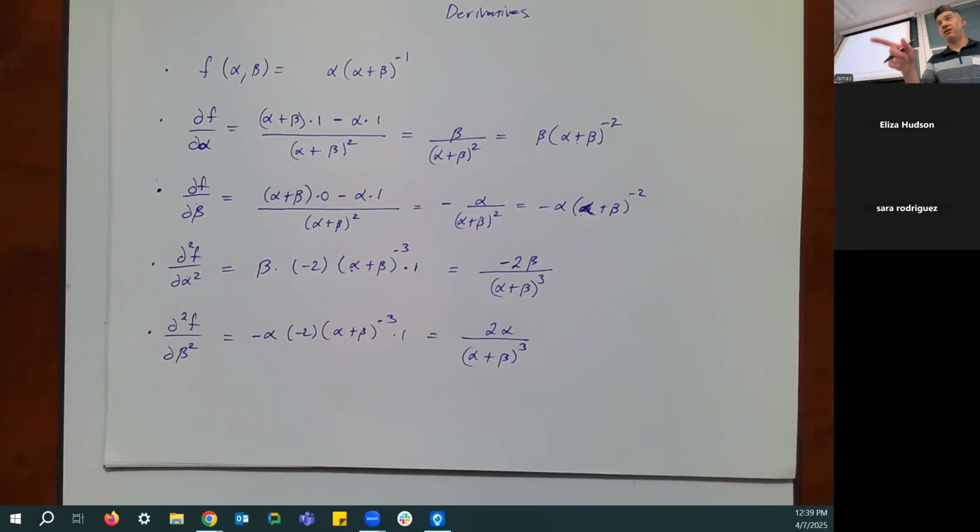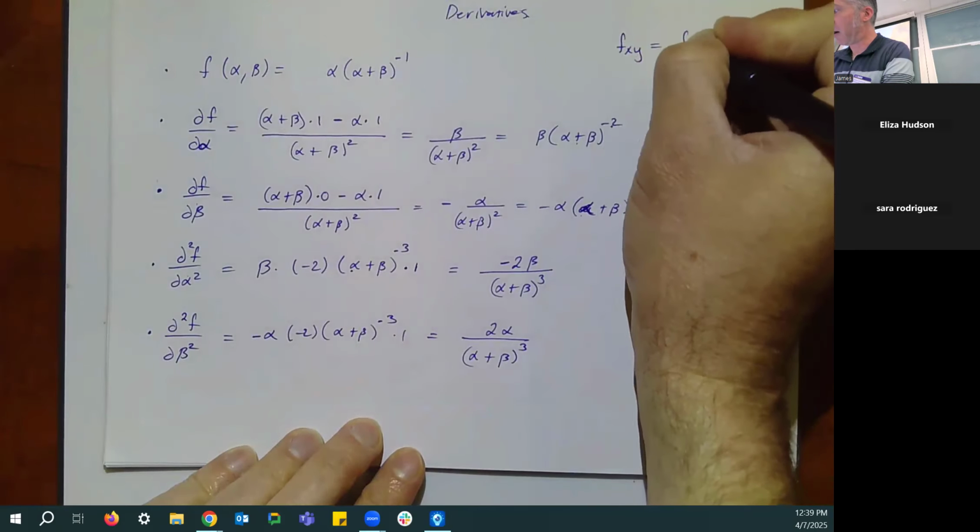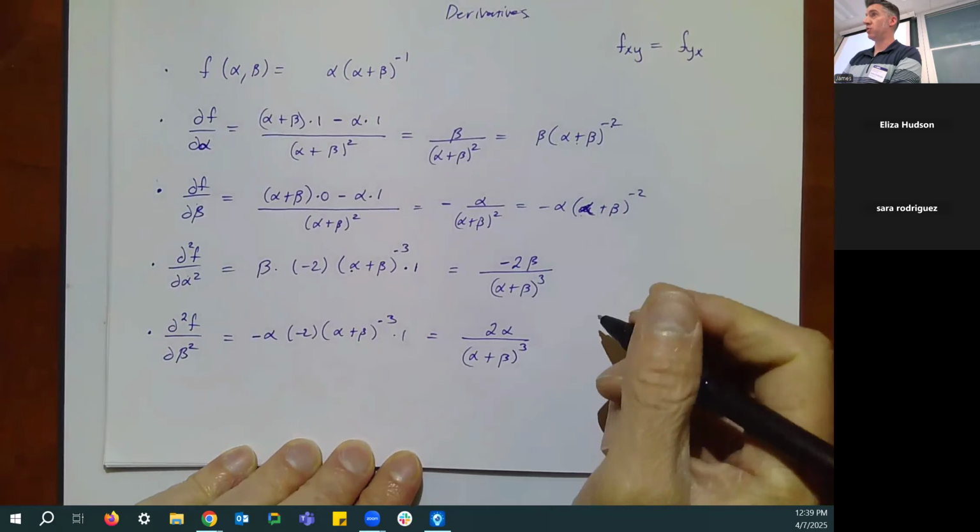All right, yeah. They shouldn't match at this point. So I haven't even talked about the mixed partials yet. So let's be clear. The mixed partials are the ones that should match. The mixed partials being fxy and fyx. Those are the ones that should match.